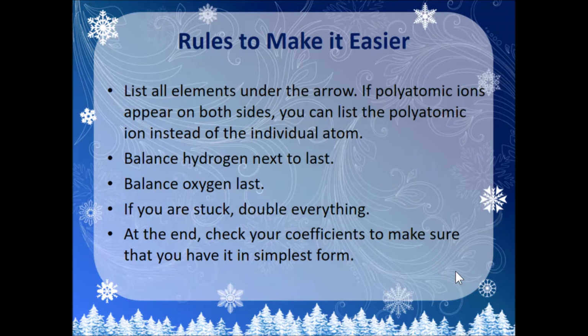Number one, list all the elements under the arrow. If you have a polyatomic ion, a Costco item, a group, keep them together. Keep them together. More often than not, they're going to be together on the other side. So think of them as one thing, and that will really help.